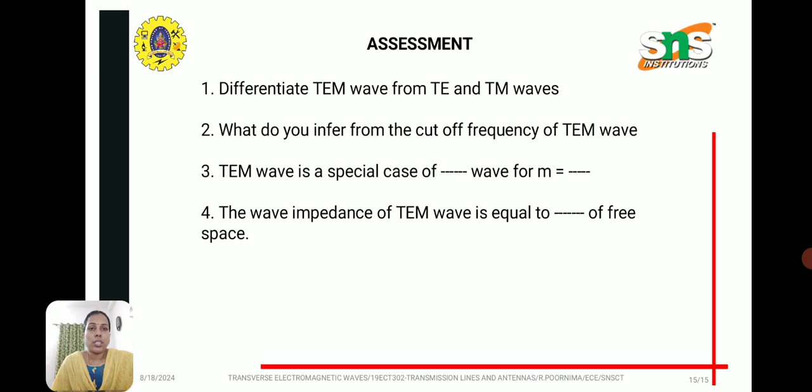These are the assessment questions. Differentiate TEM wave from TE and TM waves. What do you infer from the cutoff frequency of the TEM wave? TEM wave is a special case of which wave for m equal to that value? Here the TEM mode is a special case of TM wave, and the cutoff frequency of TM wave is 0. This is the lowest cutoff frequency. To differentiate, the TEM wave is the special case of TM when m equal to 0, and the wave impedance of the TEM wave is equal to the intrinsic impedance of free space.